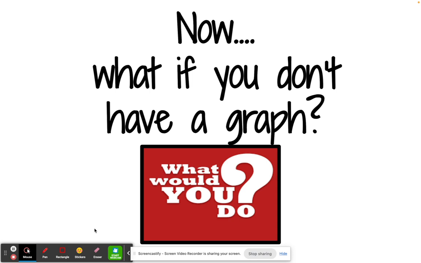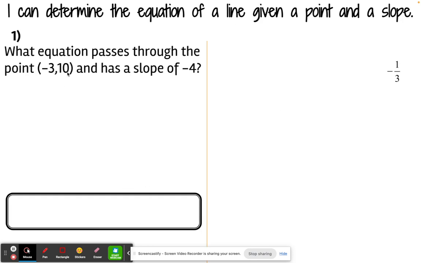Okay, what if I don't have a graph? What if I want to know the equation of a line that passes through this point and has a slope of negative 4? Well, what we need to figure out is my y-intercept, and I'm going to show you a way you can do that.